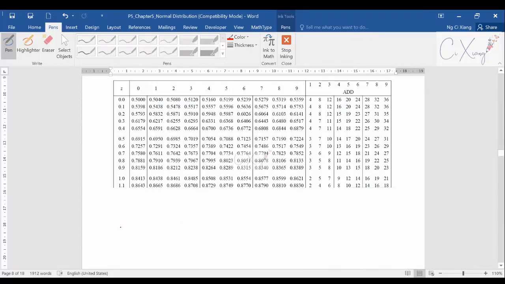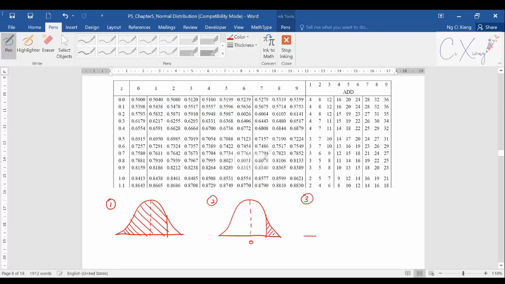Before we start, I want you to know that generally we are having 4 types of graph. The first one is this. This is the first type of graph. Then the second type of graph is this one. Third one. The third type of graph is this one. And the fourth type of graph will be something like this.